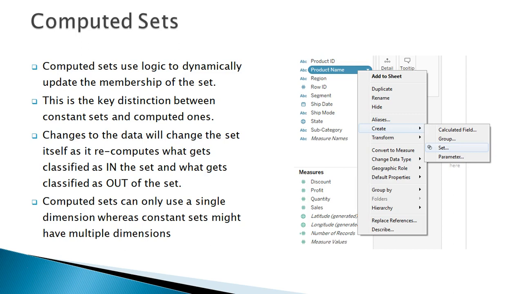Computed sets use logic to dynamically update the membership of the set. When you create a computed set, you are just holding the conditions and not the values. And when the data changes, the values in the set also update dynamically. This is a key distinction between constant sets and computed ones.